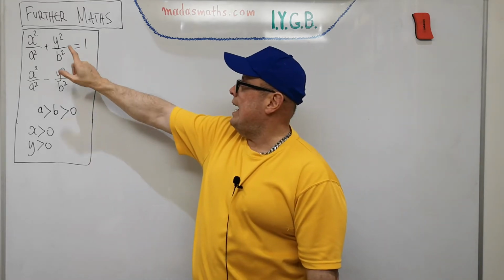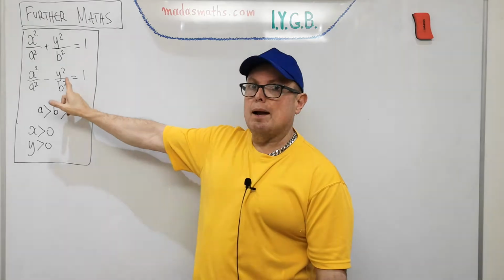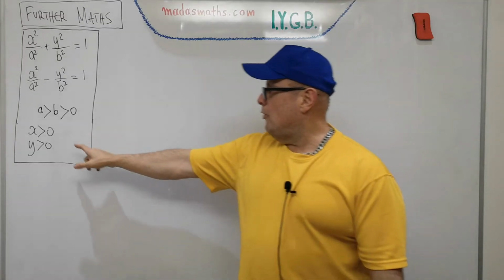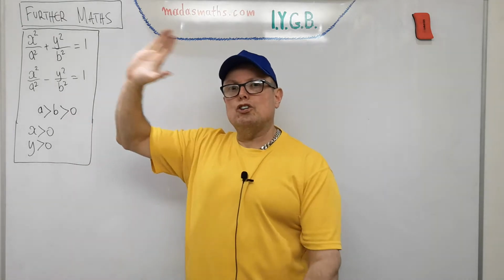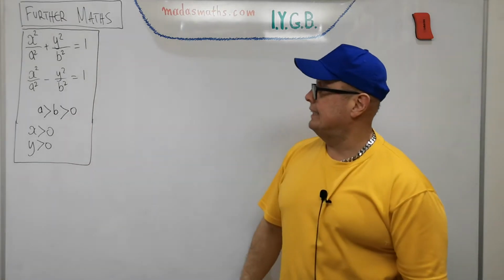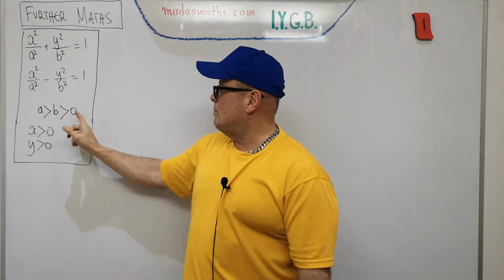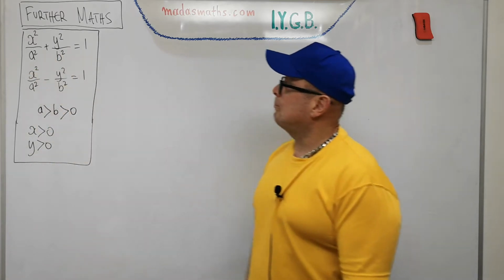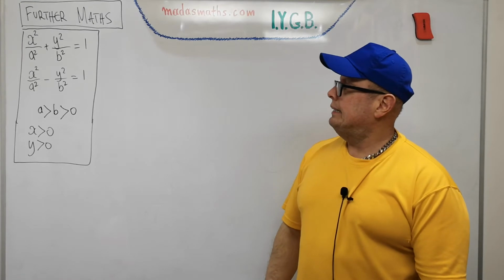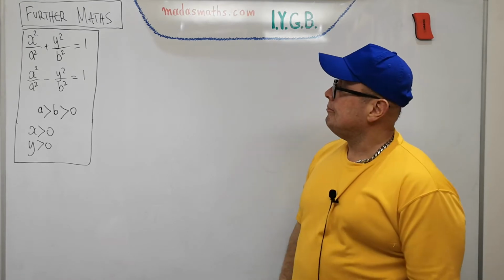We have an ellipse and we have a hyperbola. Both of them only exist in the first quadrant, on the top right of your coordinate axes. A is bigger than B is bigger than 0, so these are positive numbers where A is larger than B. So this is what happens next.